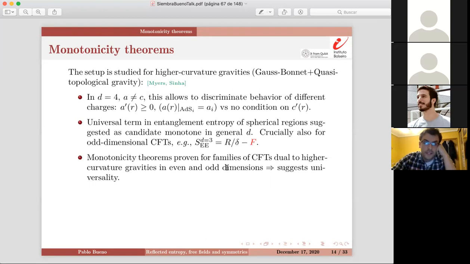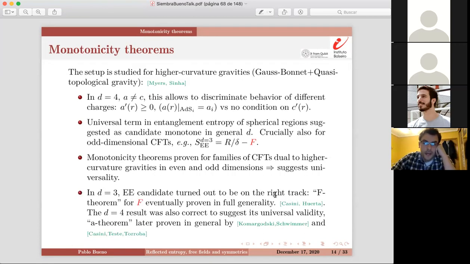And finally, the fact that they managed to prove these monotonicity theorems for several families of CFTs dual to higher curvature gravities, both in even and odd dimensions, suggested that the cases of 3 and 4 dimensions, which were not proven in general at the time, could be on the right track, and what the quantities involved should be. And in fact, that's what happened later, because in 3 dimensions, the entanglement entropy candidate suggested by this analysis was precisely the one that turned out to be involved in the proof of the F theorem in 3 dimensions by Casini and Huerta.